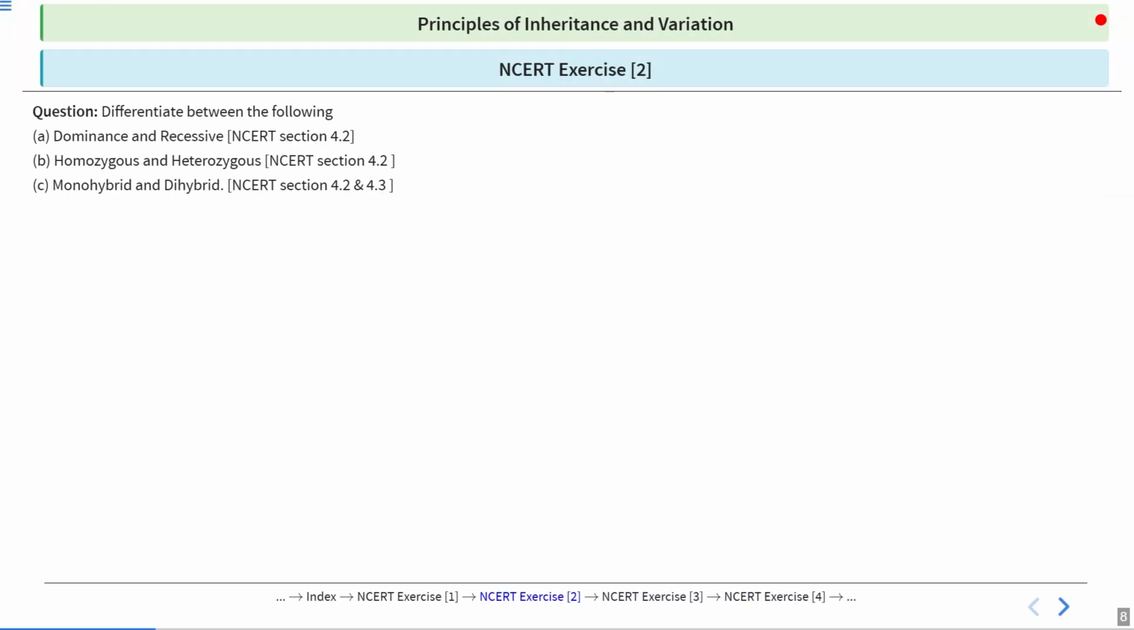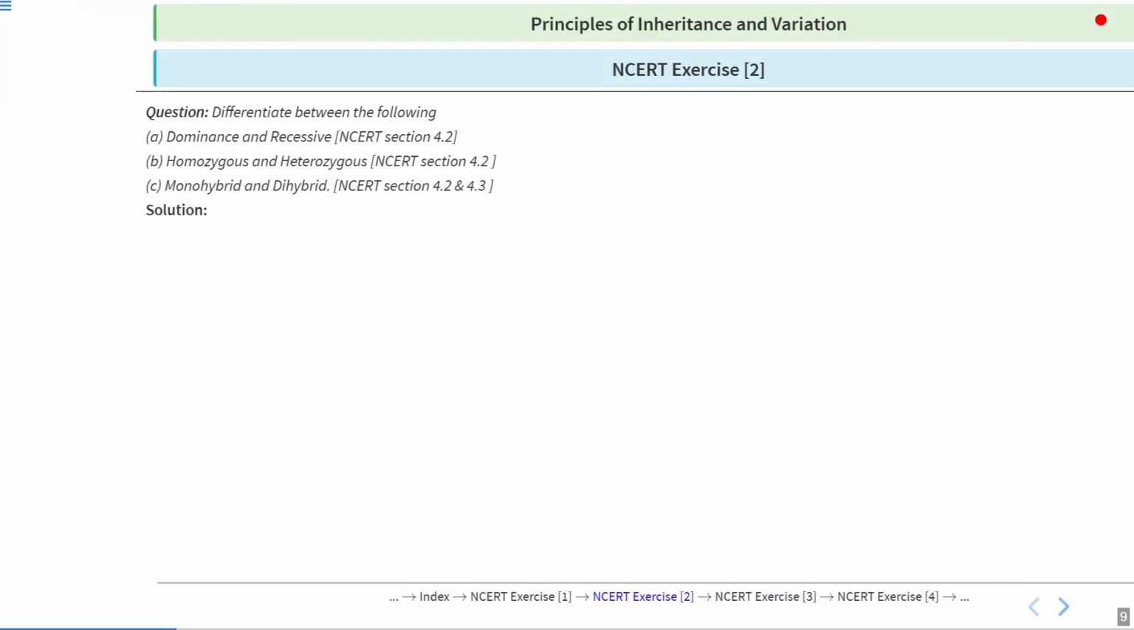The next question here: you have to differentiate between the following. The first one is dominant and recessive. For more information, you can read NCERT section 4.2. Then you have to differentiate between homozygous and heterozygous. And then you have to differentiate between monohybrid and dihybrid cross. So what will be the answer for this question?